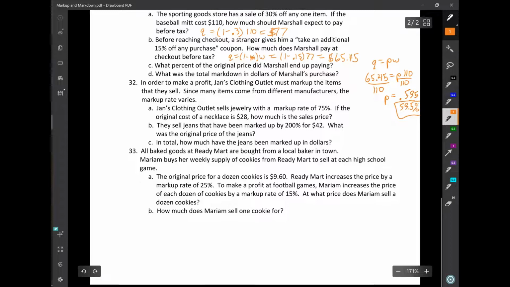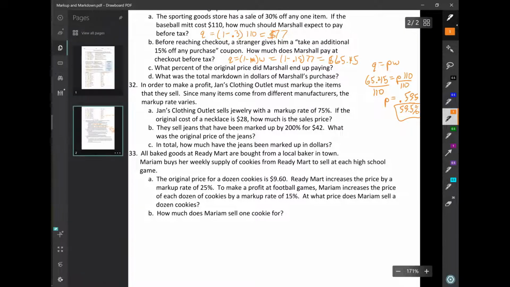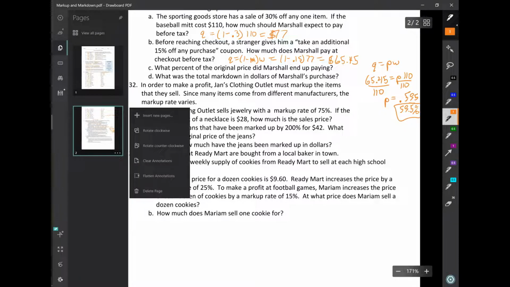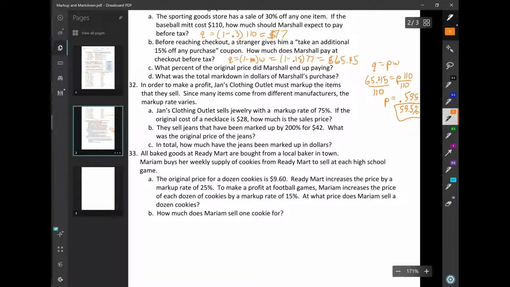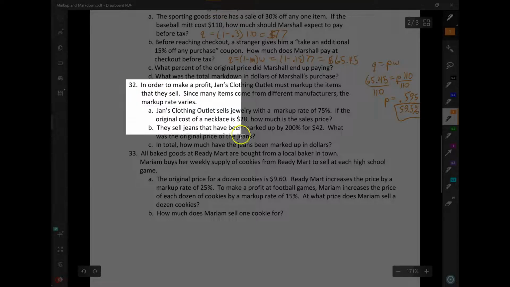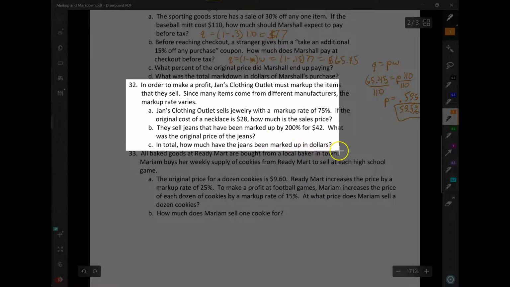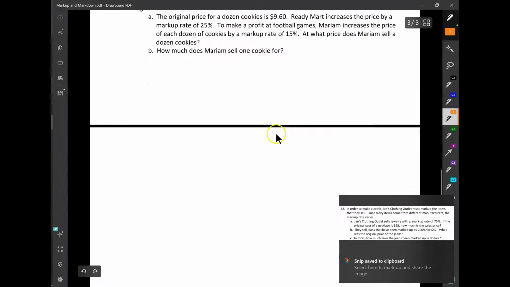All right, number 32. I think I'm going to need more room to do this one. All right, 32 says, in order to make a profit, Jan's clothing outlet must mark up the items that they sell. Since many items come from different manufacturers, the markup rate varies. Jan's clothing outlet sells jewelry with a markup rate of 75%. If the original cost of a necklace is $28, how much is the sales price?